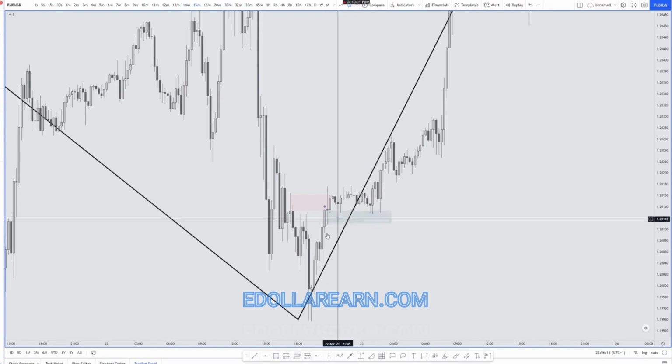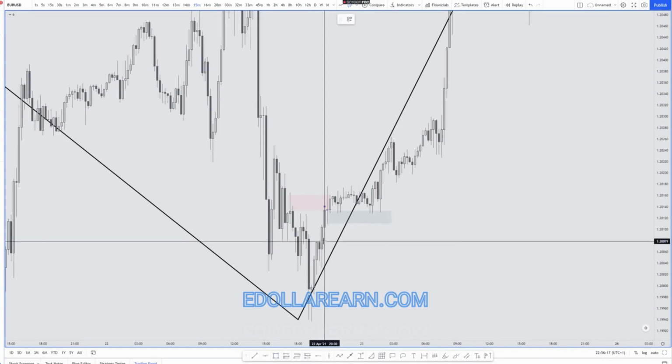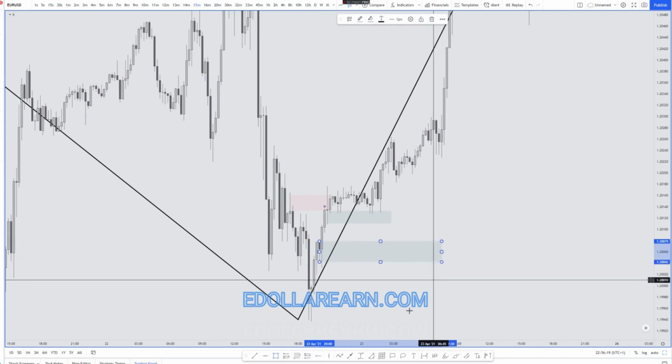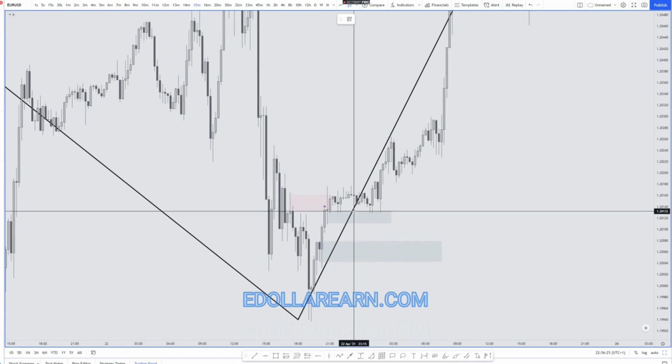I don't know if it's going to be this zone or this zone or this zone. Nobody does. But what we can do is pull all of these zones that could be something and wait for price to show us some kind of reaction. The market will usually show you what it wants to do.